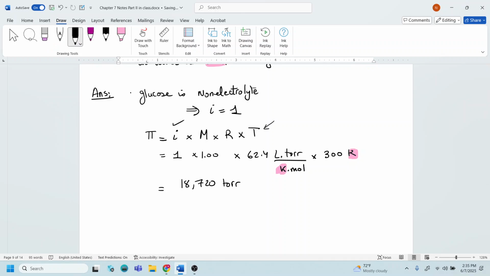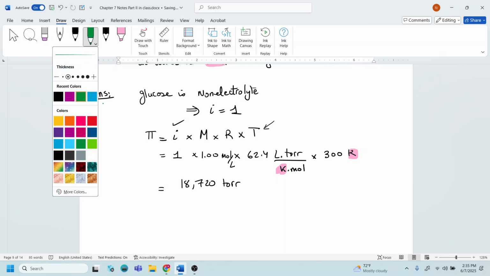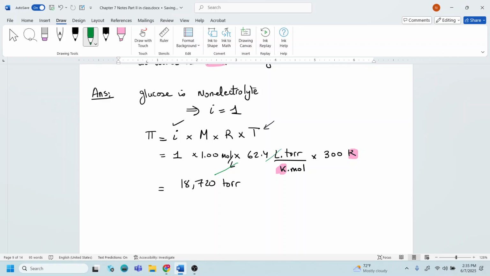The molar is moles per liter. So what we're doing over here, we are taking the liters out, we are taking the mole out. Pretty much we are taking the Kelvin out, so this is why we are left with the torr unit.